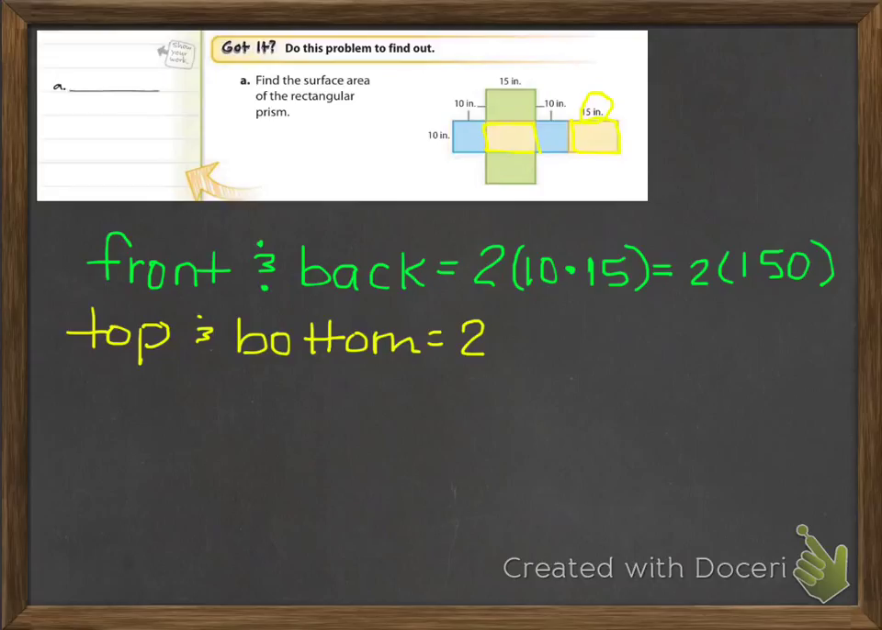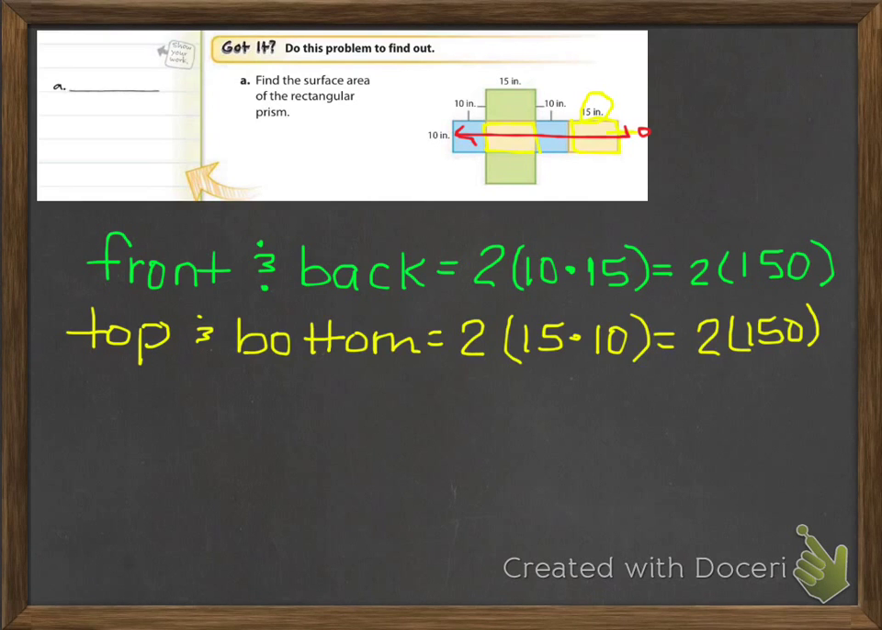Now we have 15 as one of the dimensions, and we need to know this one. So remember, we're going to look across to the corresponding side to get that 10. So we know that that's going to be 10 now. So it'll be 15 and 10. So again, you get 2 times 150. Now I'm going to erase this over here, and we're going to go ahead and do the sides.